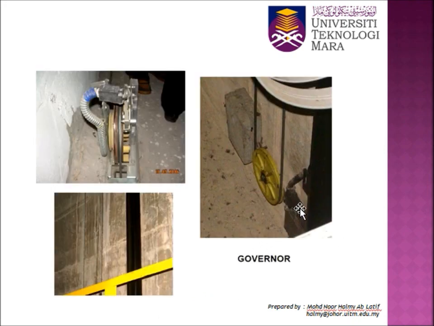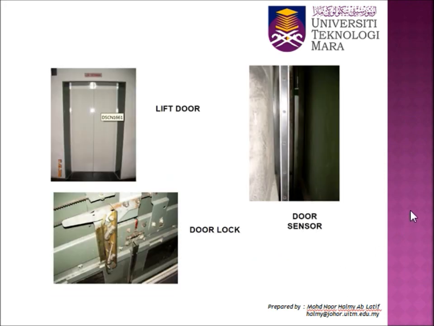And governor. Okay, governor. Next, lift door. Door sensor. And also door lock. Okay, door sensor. Door sensor ni yang bila dia nak tutup pintu tu, kalau ada orang kat depan pintu, dia kekalkan buka, dia tak tutup. Okay.